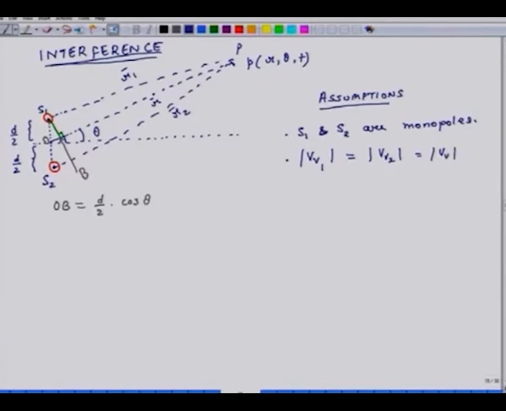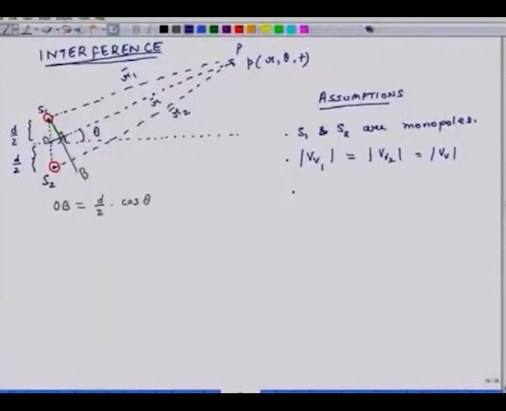And the third assumption is that even though they have similar strengths, the phase difference between the sounds being emitted by them is not exactly 0, and there is a phase difference between the volume velocities of these two monopoles. So, phase of VV1 minus phase of VV2 equals phi, and that is the phase difference. So, these are the three assumptions.